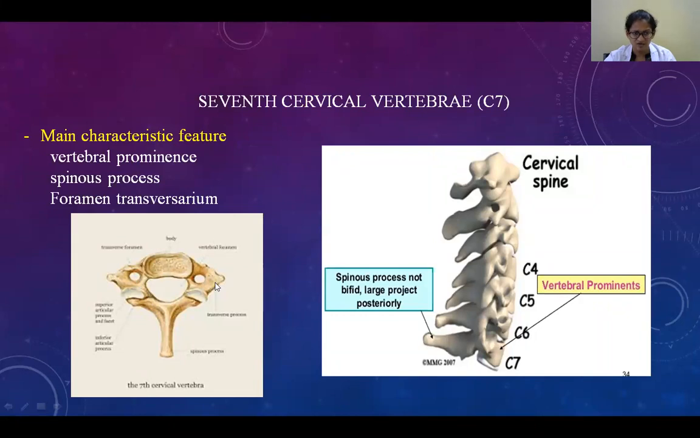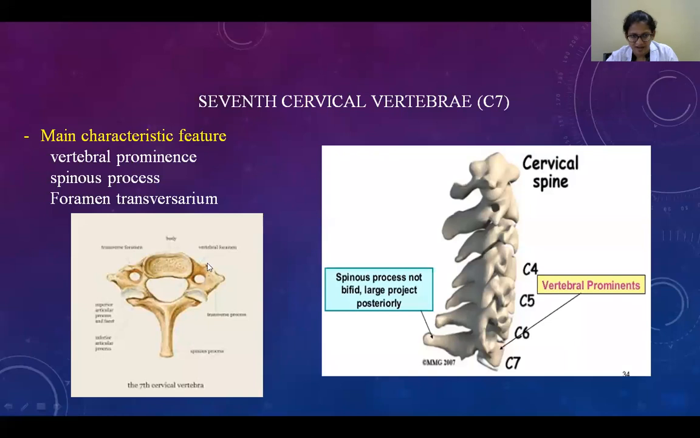And next, coming to the foramen transversarium. This foramen transversarium is very small when compared with the rest of the cervical vertebrae. Here it will not allow the passage of the vertebral artery. This vertebral artery passes through the foramen transversarium from the sixth cervical vertebra.